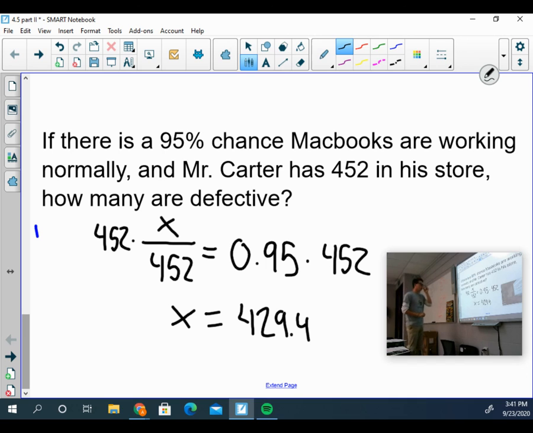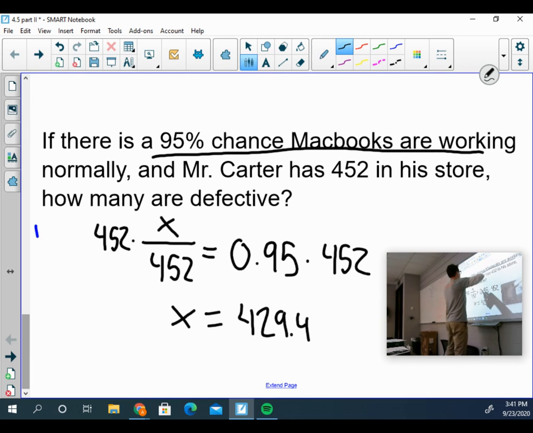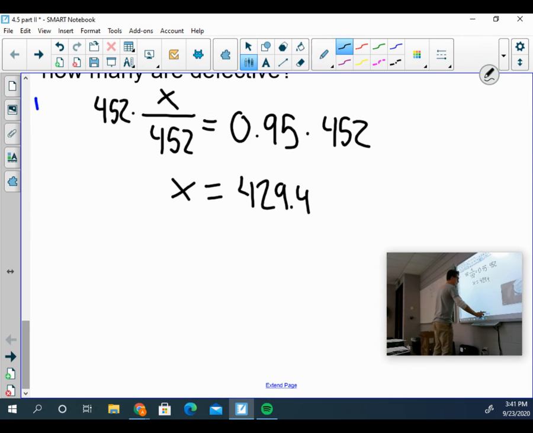Okay, 429.4. But is that 429.4? That's how many are defective? Well, no, it's not, right? That's how many are, the 95% is the chance they're working normally, which means 429.4 are most likely working normally. If we round down, since you can't have 0.4 of a laptop, 429 are the amount working normally.